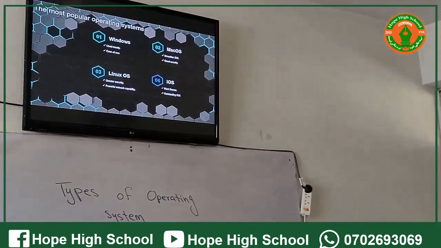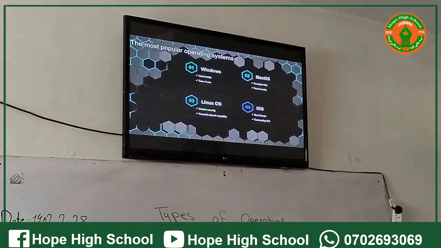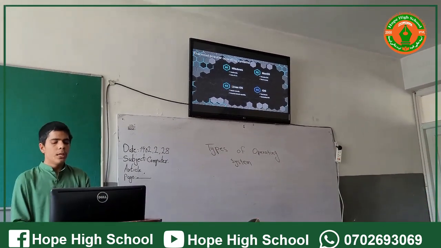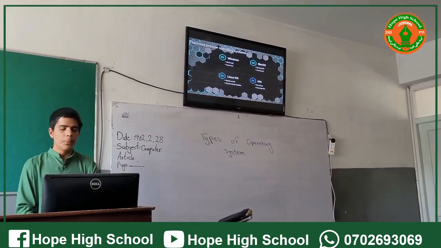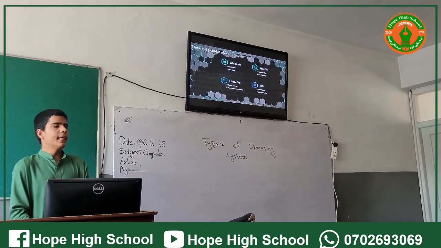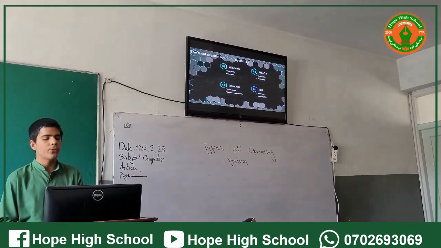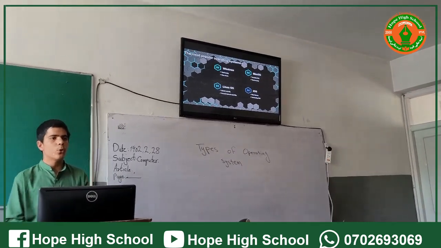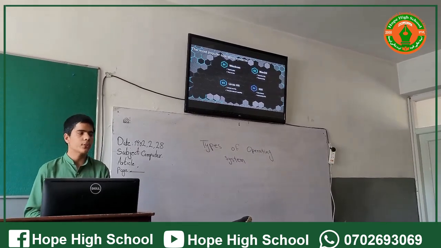The second operating system is Mac OS, which has a smoother graphical user interface, and it has good security. Because of that, some people use Mac OS. The other one is the Linux operating system. This operating system has greater security and powerful network capability. And a lot of coders, the people who code applications and other things, use this Linux operating system.